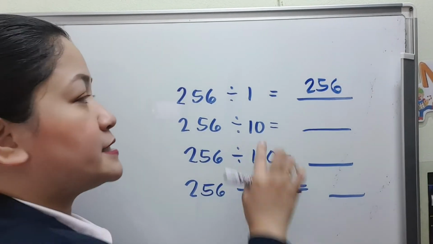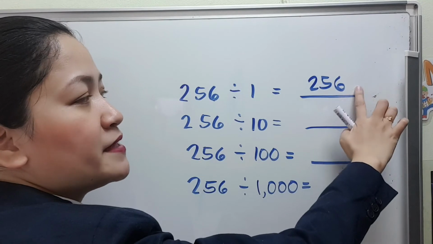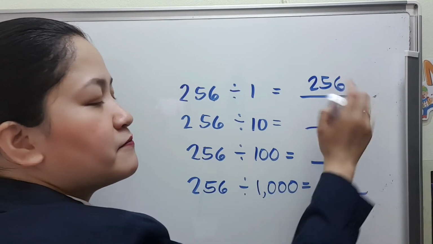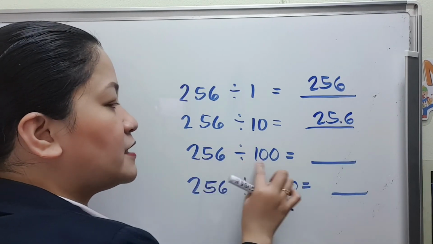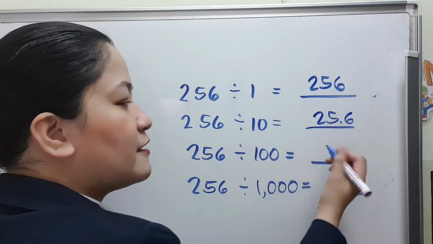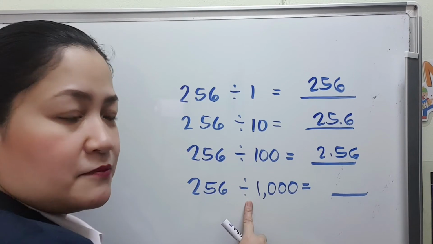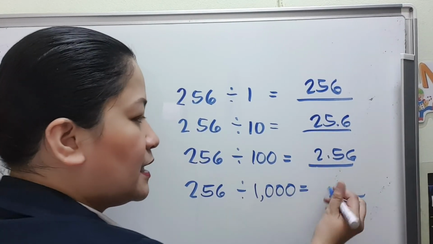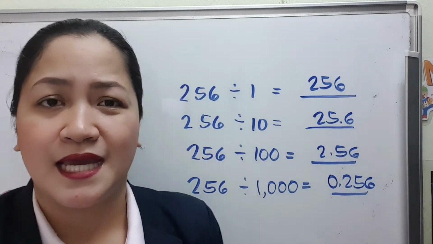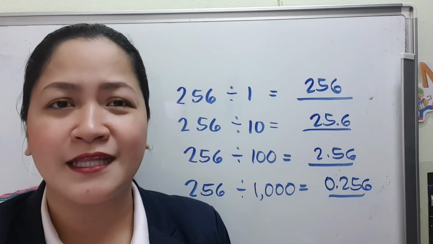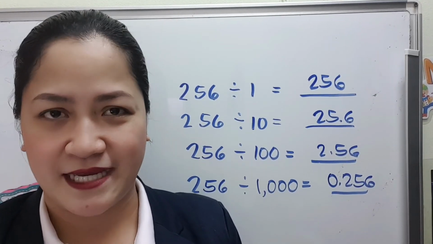256 divided by 10, since it's a whole number, the decimal point will be there at the end. Move 1 to the left, making it 25.6. And then 256 divided by 100, move again 1 to the left, that will be 2.56. And then 256 divided by 1000, move another 1 to the left, making it 0.256. And that is how you divide decimals using the patterns if we have powers of 10.